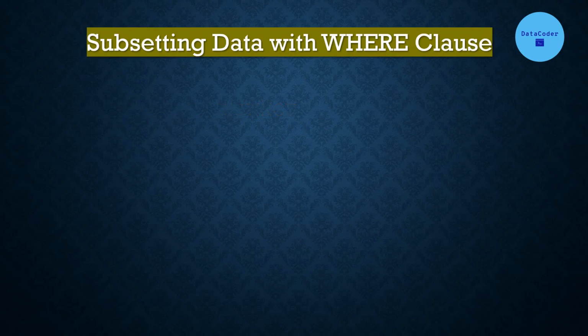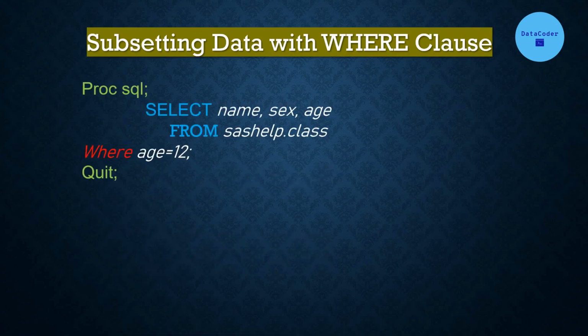Next is subsetting data with where clause. So now I want to filter data using where clause. For example, I want to filter data where age equal to 12. So what I can write: PROC SQL select name, sex, age from sashelp.class where age equal to 12, and it will give me the values where age equal to 12.